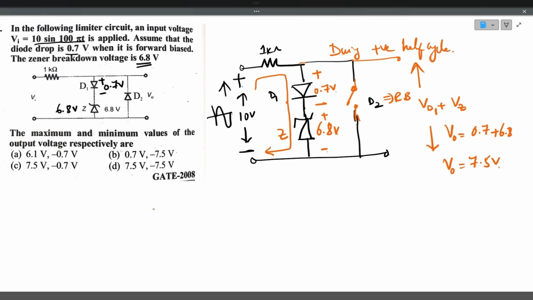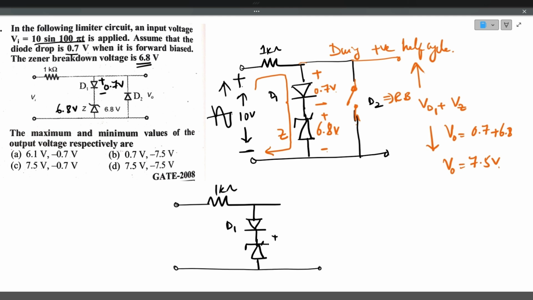During the negative half cycle of the input voltage, what happens? Here diode D1 acts like an open switch, and the Zener diode, even though it is forward biased, will not conduct, because diode D1 is open. There is no current through the branch.